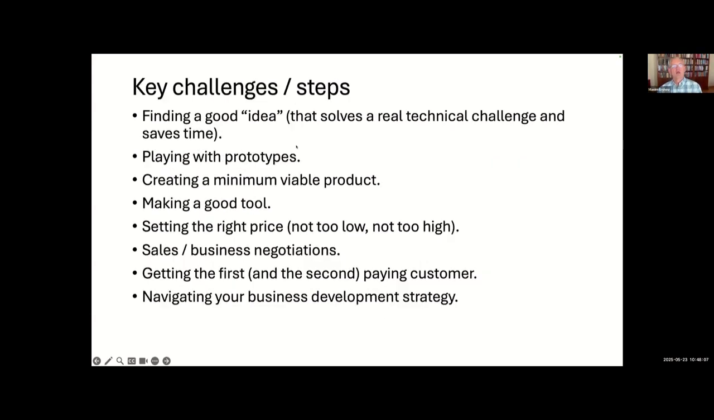Okay? The key challenges in starting an EDA startup are, first, finding a good idea that solves a real technical challenge and saves time for your potential customers; playing with prototypes, creating a minimum viable product, making a good tool out of that; setting the right price, not too low, not too high; deciding how to do the business negotiations and the sales, getting the first and second customer. These are the biggest problems. After the second customer, it's much easier. And then navigating your business and development strategy.